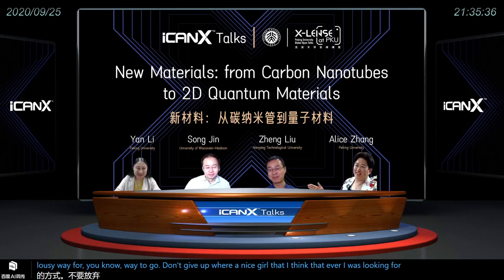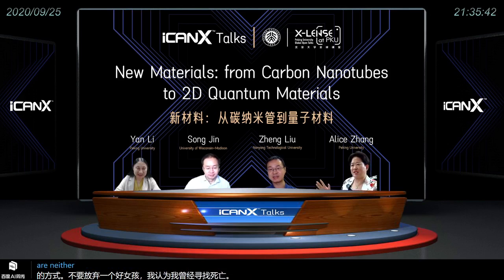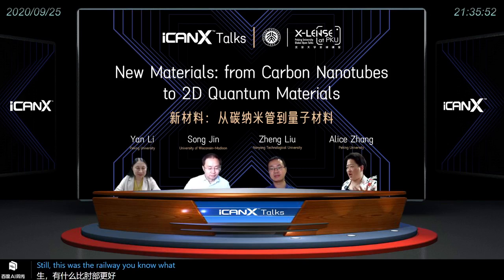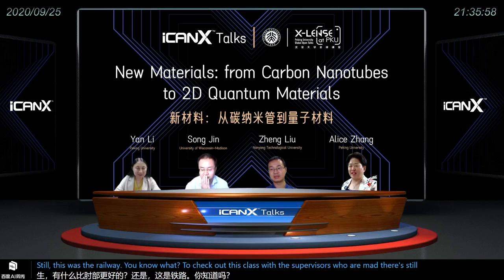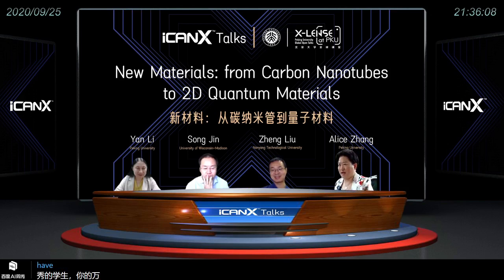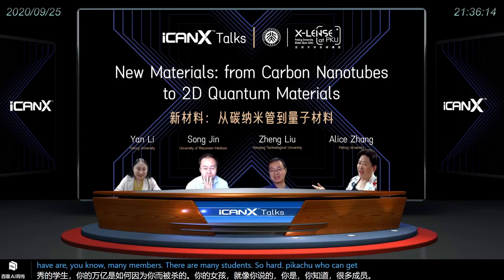Okay, let me answer you on another question, because we have a large audience here, the majority of whom are graduate school students. Many of the students really want to chat or discuss with the supervisors, they want to meet the superstars of the scientists. So they want to know how you pick up the students and how you train the students, because in your group, as you said, you have many members there, many students. So how do you pick them? Who can get into your group? And how do you train them to be stars? Please.